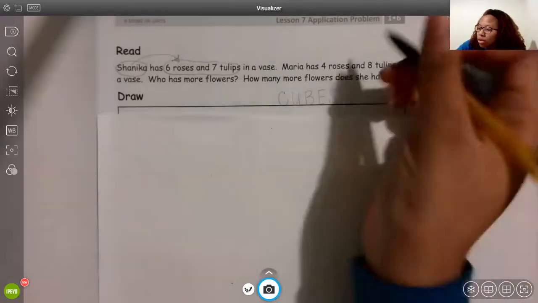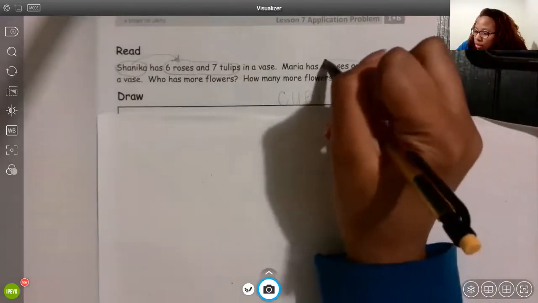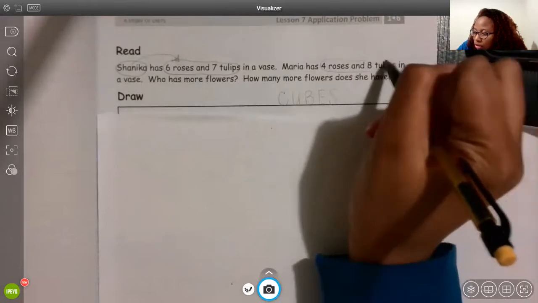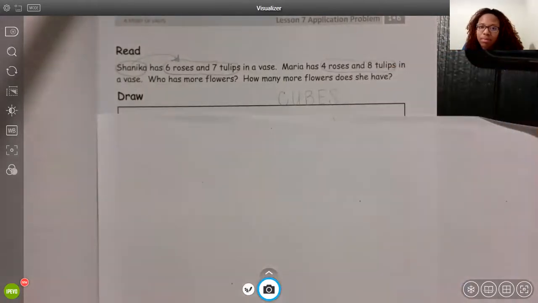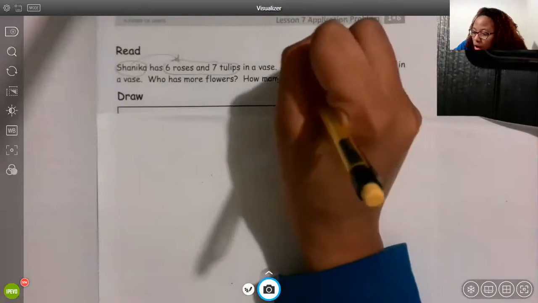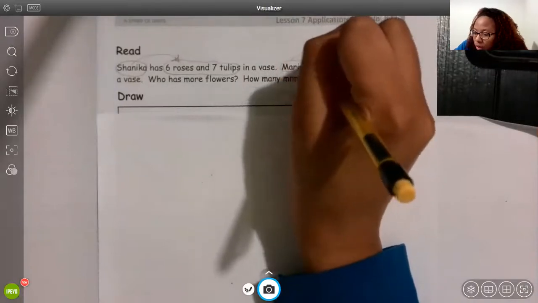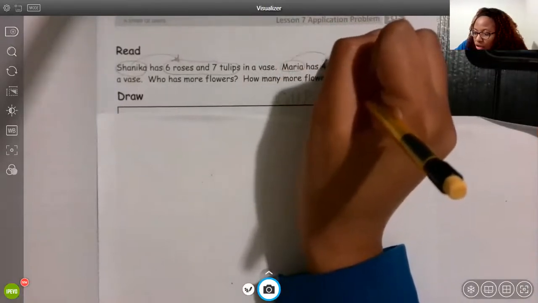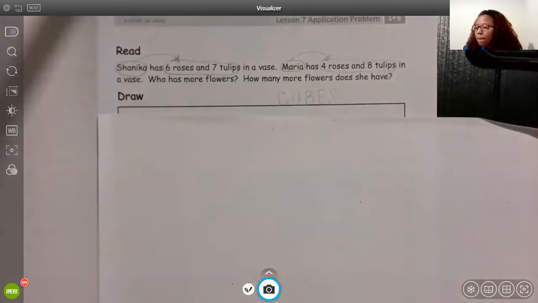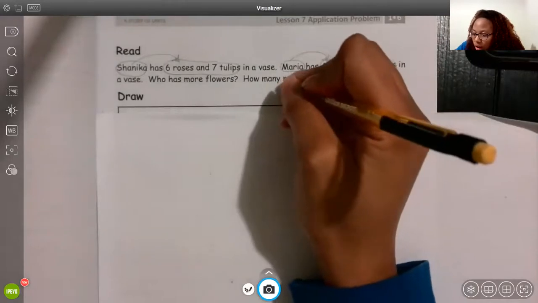Yes, I also want to circle 4 roses and 8 tulips. And who has 4 roses and 8 tulips? Maria. So be sure you circle her name as well and draw an arrow so you can remember how many flowers she had. All right, so now that we've done C, go ahead and check that off.